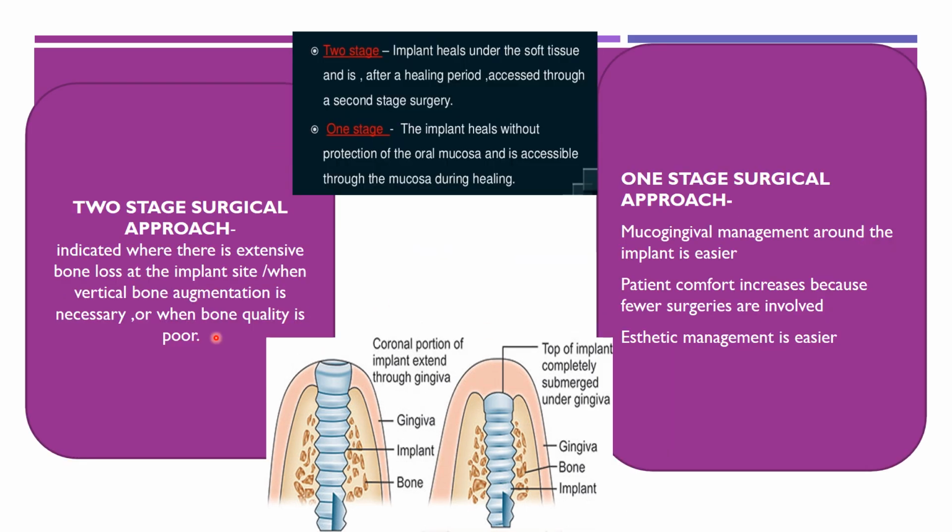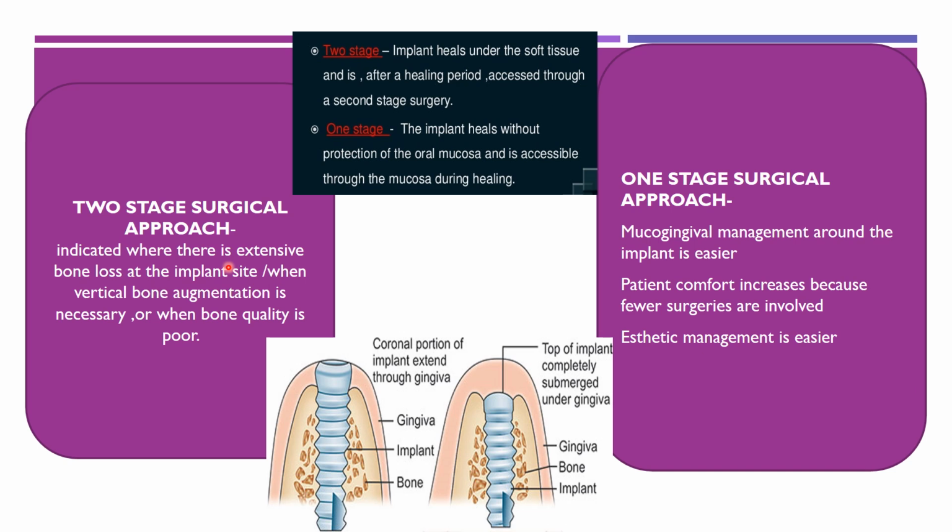So coming to two stage and one stage. Two stage implant heals under the soft tissue, and after the healing period it is accessed through a second stage surgery. And one stage is where the implant heals without the protection of oral mucosa and is accessible through the mucosa during healing. Okay. So the two-stage approach is usually indicated when there is extensive bone loss at the implant site.